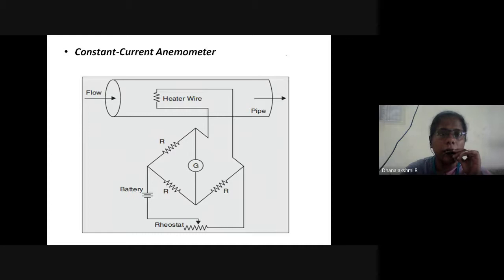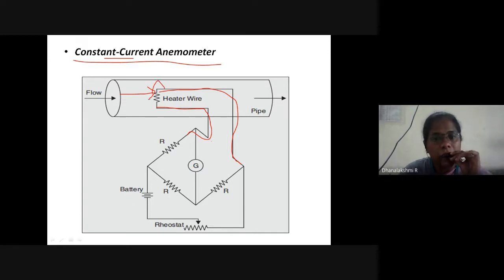Here we can see the constant current anemometer, where the current is maintained constant. This is our hot wire anemometer, where the wire is heated and the current is maintained constant. As there is a flow of liquid, the heat will be transferred, and once the heat is transferred, there will be a change in the resistance. This change in resistance can be measured with the help of this bridge configuration using the galvanometer. As we know, whenever there is an unbalance in the bridge, there will be a deflection in the galvanometer.